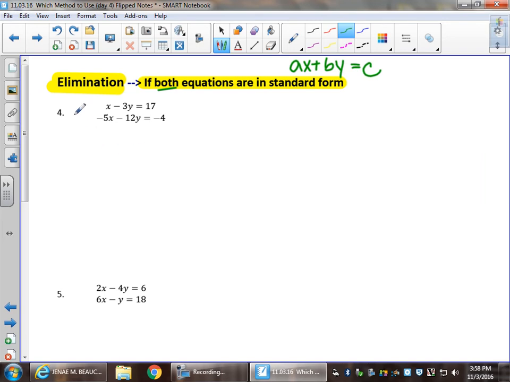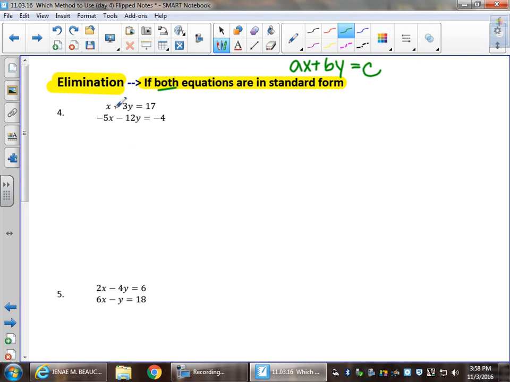Well, if I look, nothing is really close yet. I don't have like a 5x and a 5x or something like that. So can we make this x be a 5? Yes. And then this would cancel. What if I wanted my y's to cancel? Well, this is a -12y. Can you multiply 3 by something to get a positive 12y? Yes, you can. Now, there still is a strategy to make a good choice.